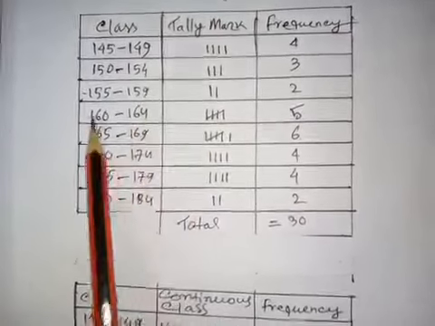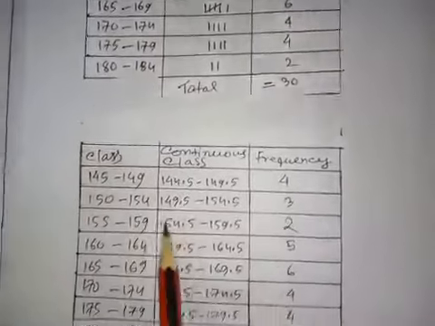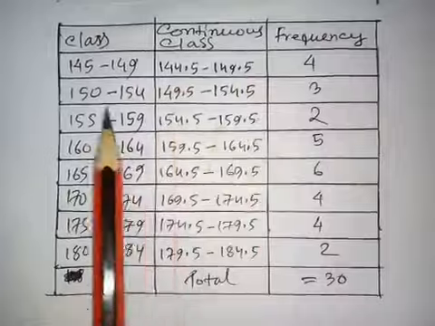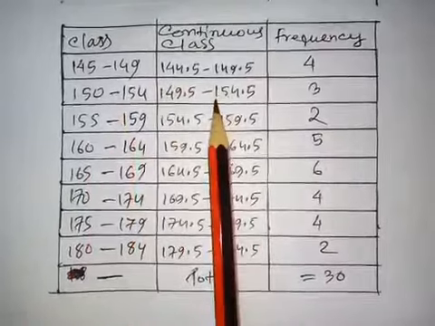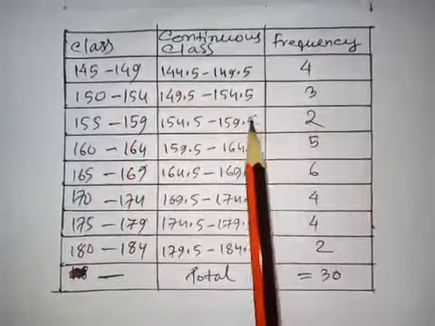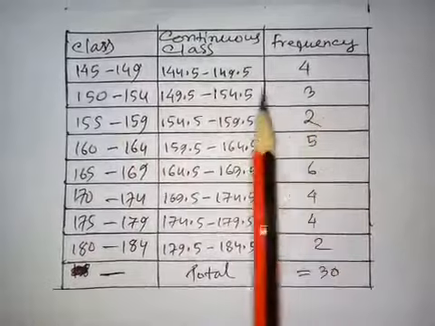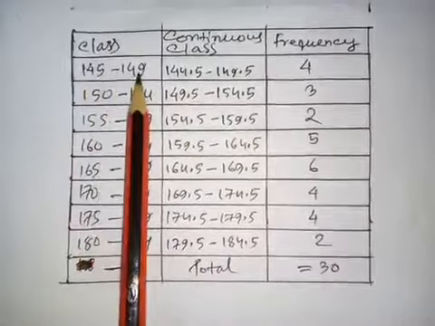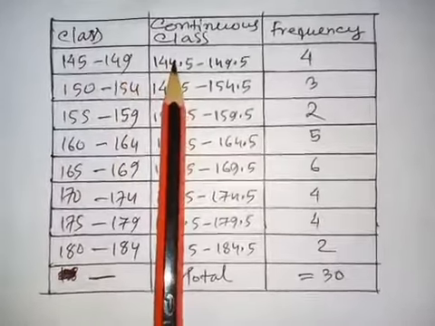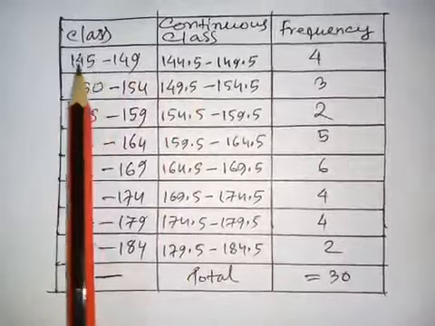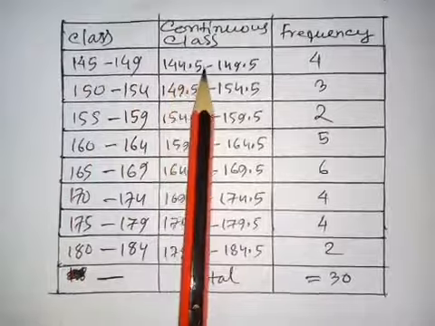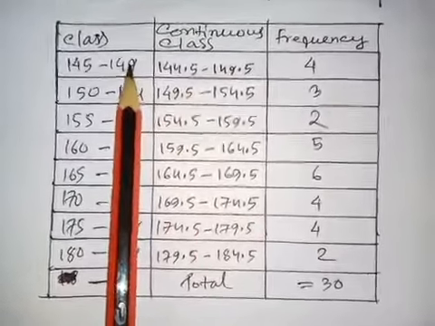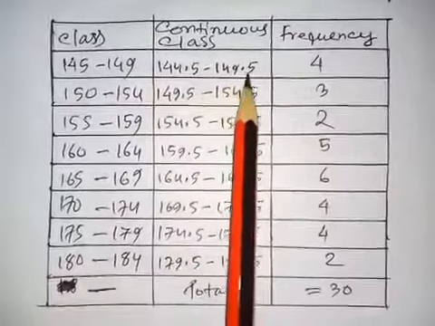That's why we have to make these classes continuous. How will we make the classes continuous? Look here, we will draw another table. The first column is class, the second column will be continuous class, and the third column will be for frequency. So in the first column, the first class is 145 and 149. The continuous class will be less than 0.5 from the lower limit, so it will be 144.5, and increase 0.5 with the upper limit, that will be 149.5.